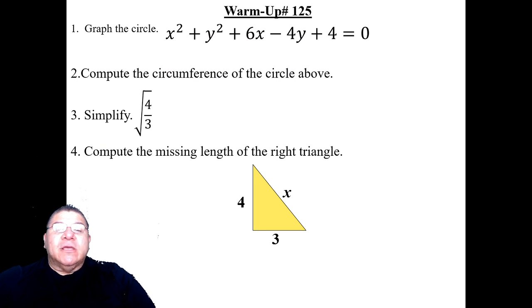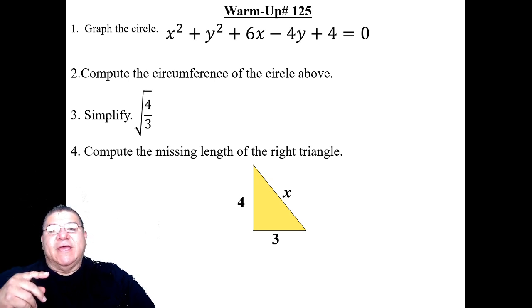the circle x squared plus y squared plus 6x minus 4y plus 4 equals 0. Number 2, compute the circumference of the circle above. Number 3, simplify the square root of 4 over 3. And number 4, compute the missing length of the right triangle. They give us a right triangle with a base of 3, height of 4, and the third side, which is the hypotenuse, is x. So copy that and we'll get started right away.